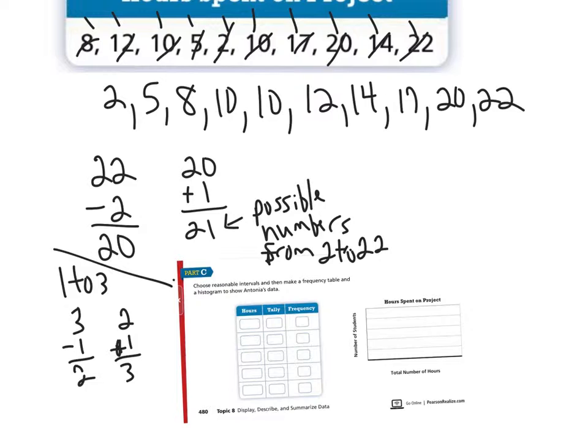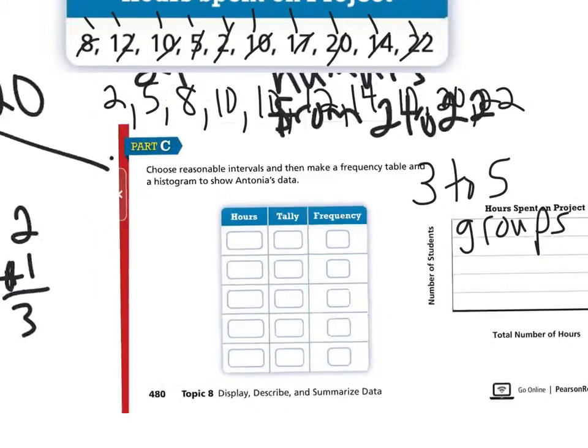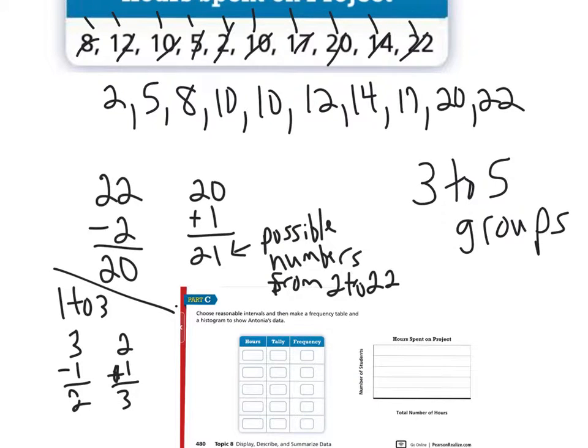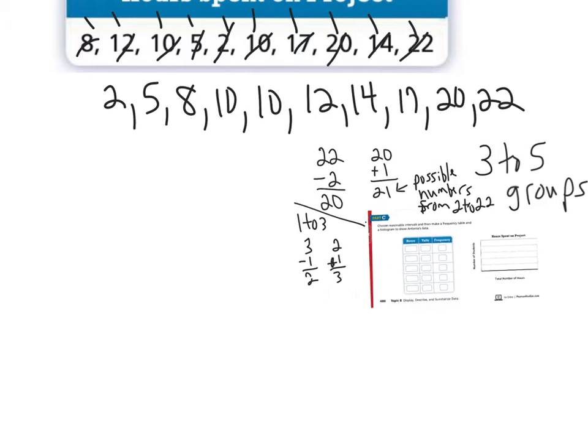We've talked about when you're doing a frequency table, it's kind of nice to have between 3 to 5 groups of numbers. This one on part C, they've already got kind of a framework for me. So they've got this already set up with 5 groups. So right now I've got 21 possible numbers, and I'm trying to split that into 5 groups. Well, 21 divided by 5 does not come out evenly. So I've got a little bit of a problem.